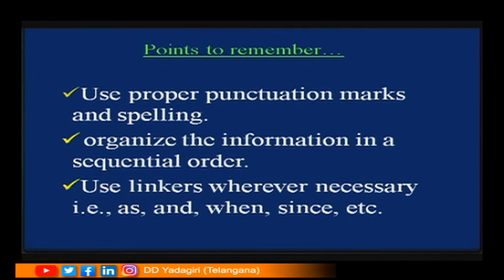Use linkers wherever necessary, like as, and, when, since, etc. So, from the first line to the second line and from the second paragraph to the third paragraph, you have to link one sentence to another using linkers while writing a profile.